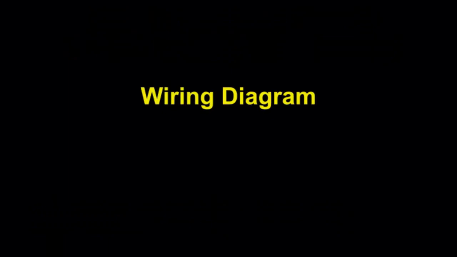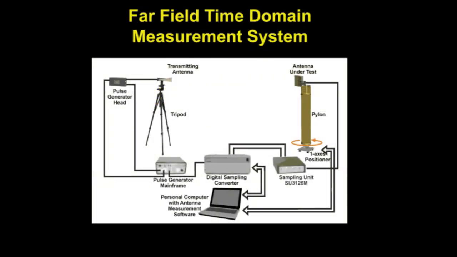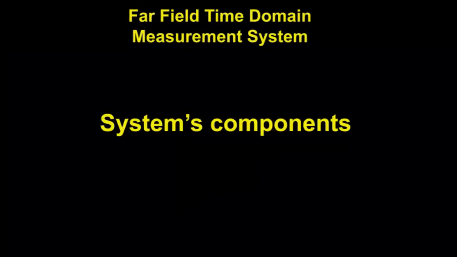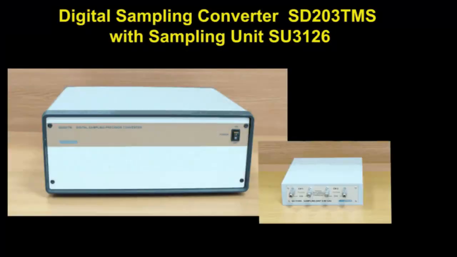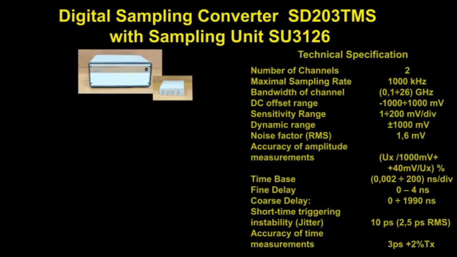Wiring diagram. Far-field time domain measurement system. System components. Digital sampling converter SD203 TMS with sampling unit SU3126.